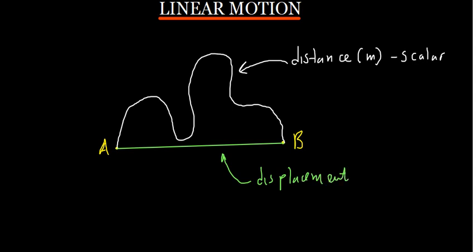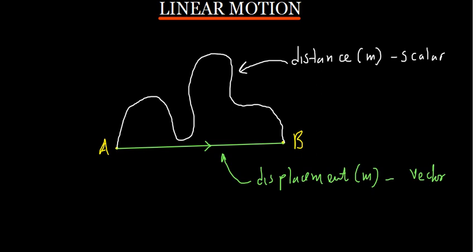Of course, it is also measured in meters. Now the only difference is that displacement is a vector, it has got direction, all right? So we are going to show an arrow like that. Maybe east, west, north, south, like that. So displacement is a vector.